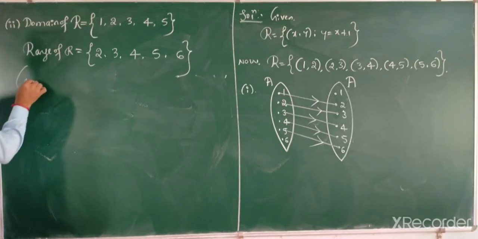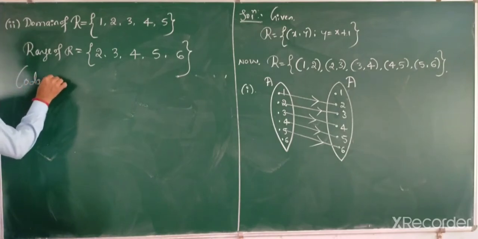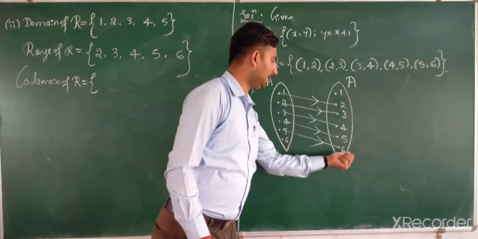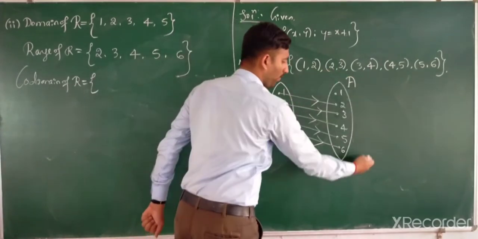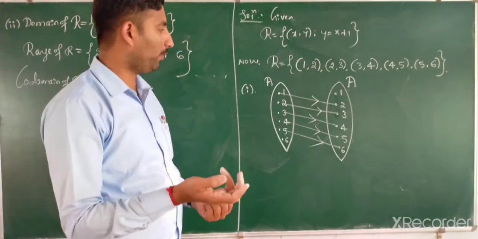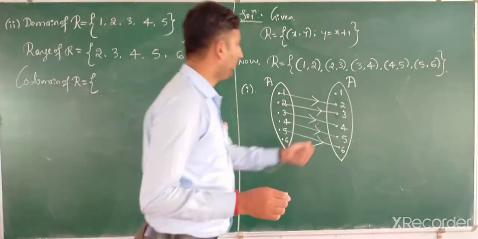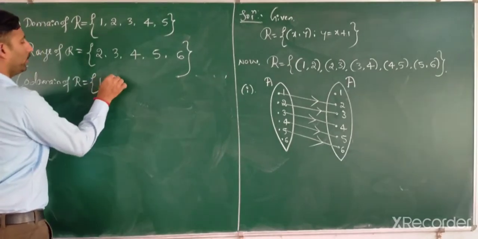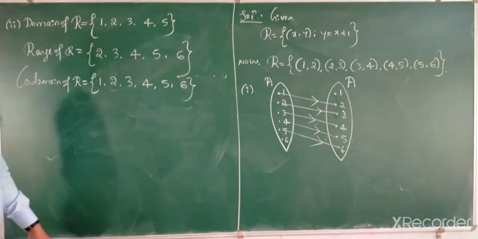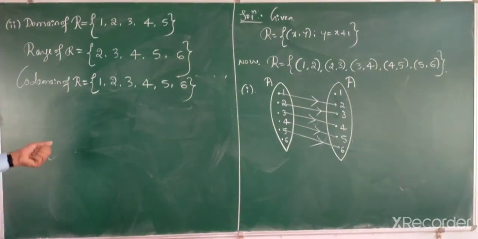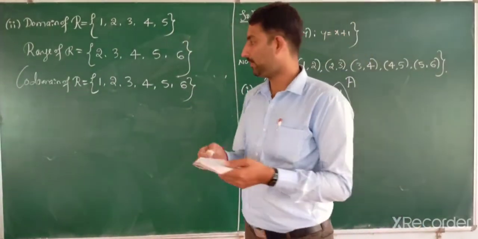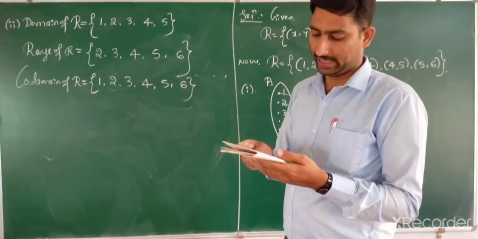Then what about the codomain? Codomain of R is nothing but the whole set capital A. This place is the codomain. Sometimes codomain is equal to range, I will tell later. But the codomain set is nothing but 1, 2, 3, 4, 5, 6. This is the codomain of R. This is the representation we can take with the help of a relation.